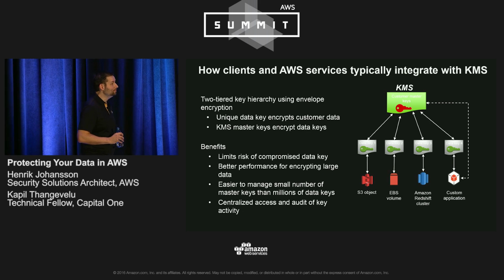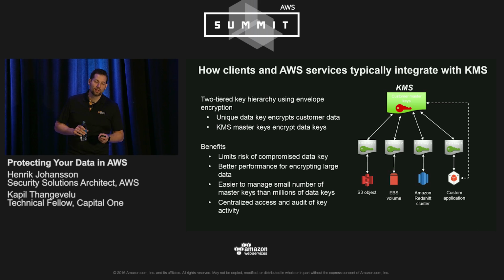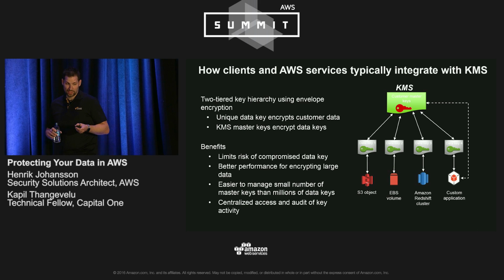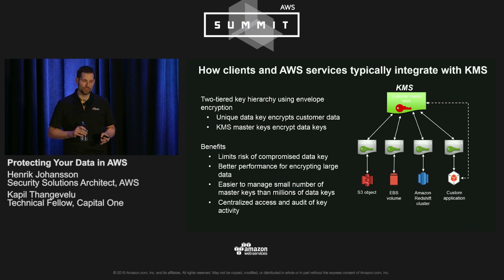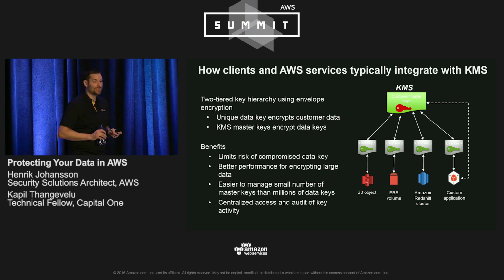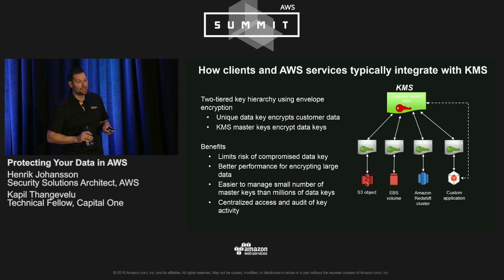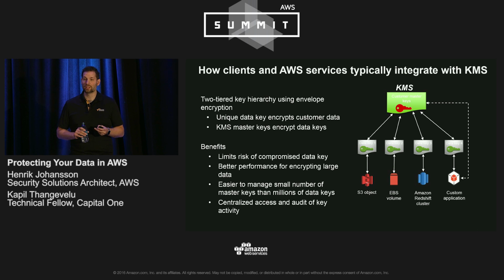A quick slide on how the clients and AWS services typically integrate. So the KMS integration is done through a two-tier hierarchy using an envelope encryption. So all encryption will be using envelope encryption. So you will have a unique data key that encrypts the actual data, and a KMS master key that will encrypt the data key. So if you want to issue a key that you can use in your own applications, for example, you can issue a data encryption key, and simply have the KMS service handle the master key.